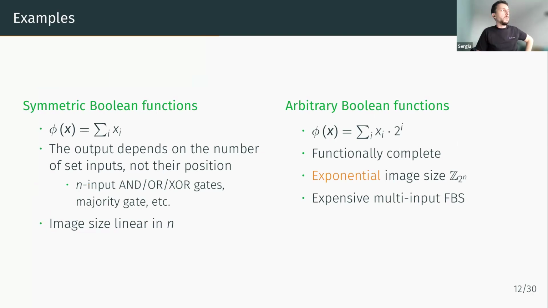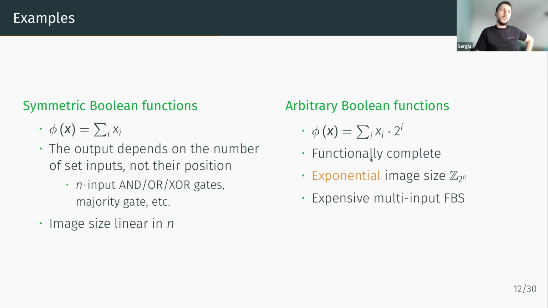So here are some examples of linear combinations. For example, if you have symmetric Boolean functions, you will take a linear combination like the sum of inputs, because it will allow you to evaluate any symmetric Boolean function. A symmetric Boolean function is a function where the output depends only on the number of set inputs and not on their position. There are plenty of such functions like n-input AND or XOR gates, majority gates, etc. The advantage of this linear combination is that the image size is linear in the number of inputs n.